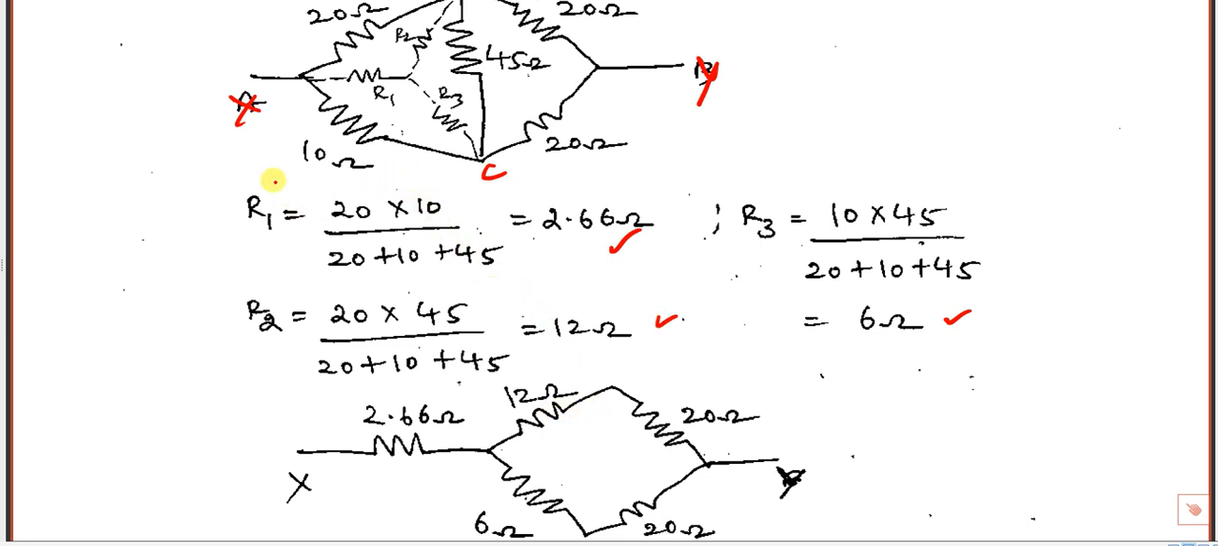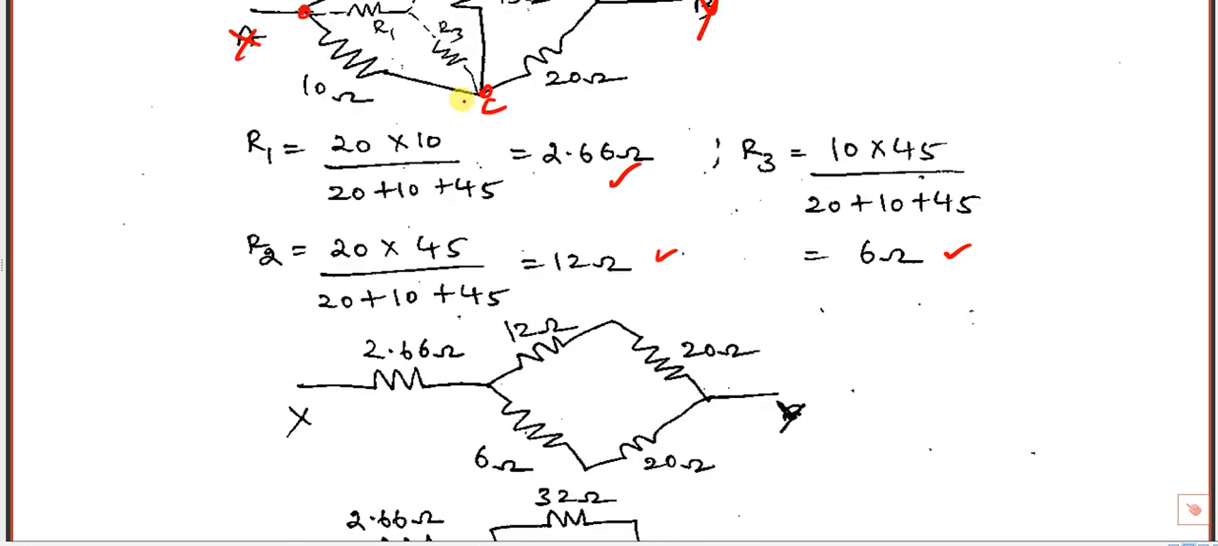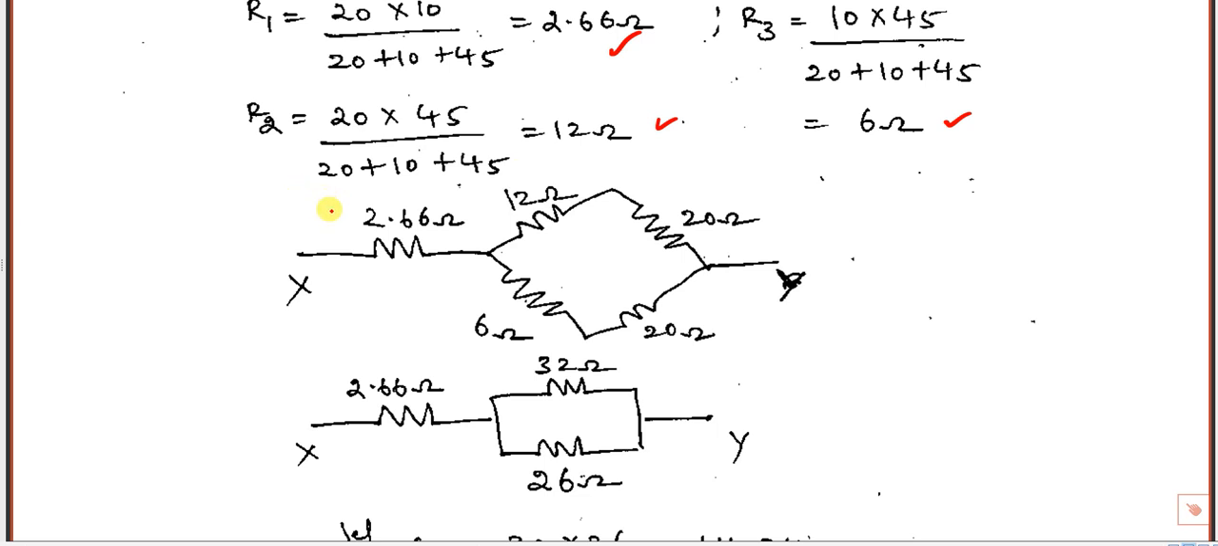So we converted these three delta into star, whose equivalent values are 2.66 here, 12 here, 6 here. Now these two are in series, these two are in series. If I add 12 and 20, you'll get 32. If I add 6 and 20, you'll get 26.